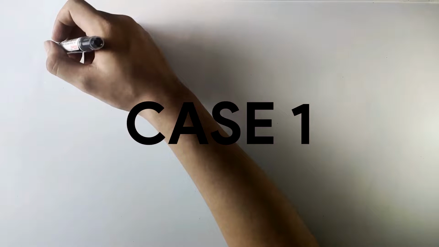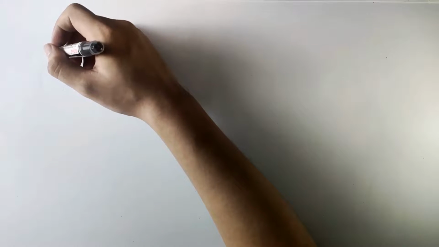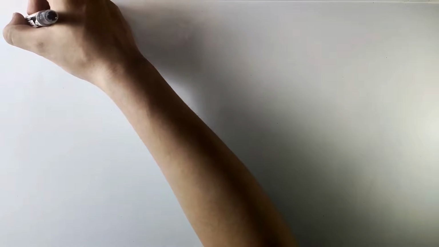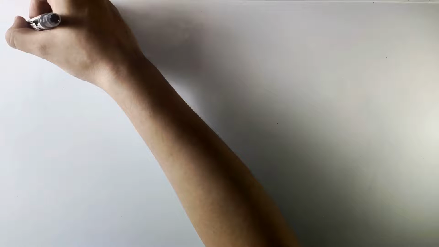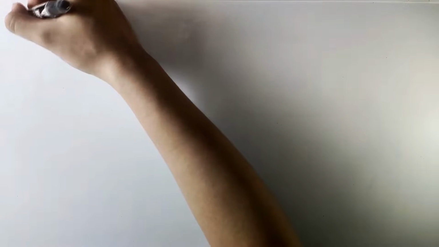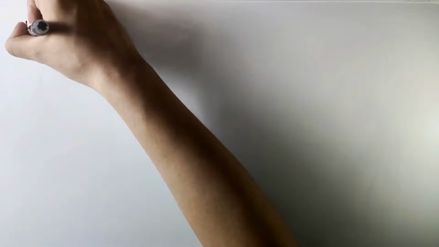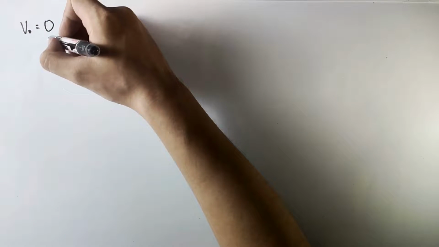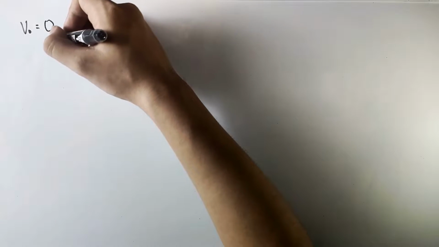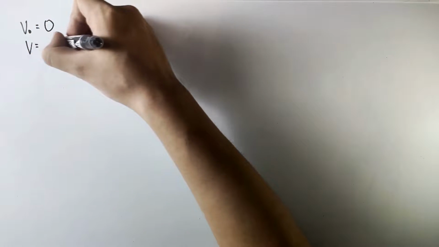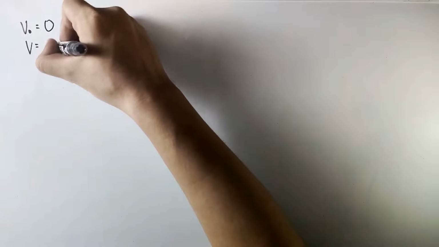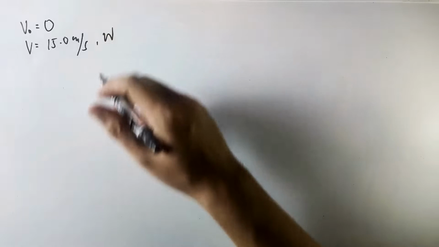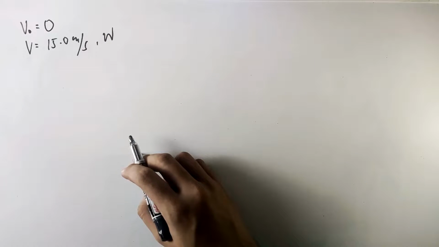Okay, so for the first problem, what are the given? First, we have "accelerates from rest." Of course, if it's coming from rest, its initial velocity is 0. Then its final velocity according to the problem, that's v, is 15 meters per second going to the west. We're going to just use that later.